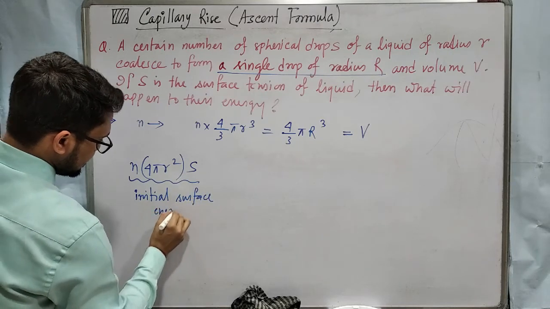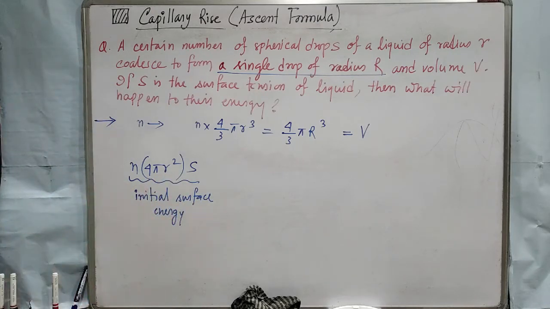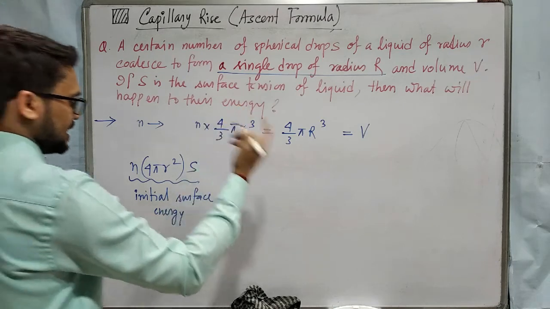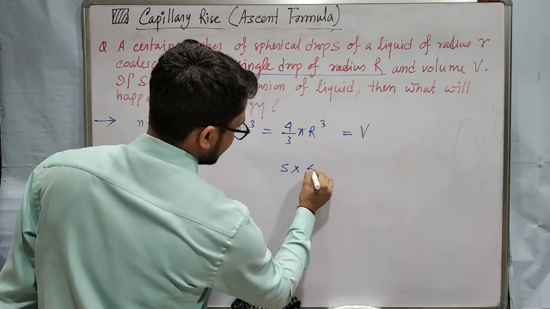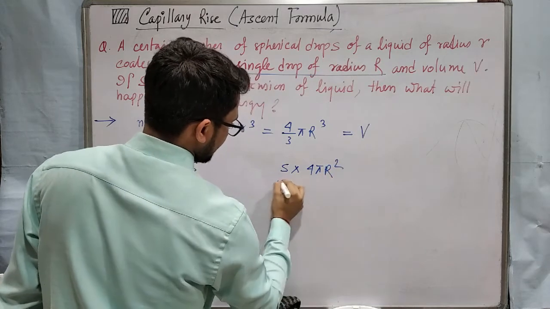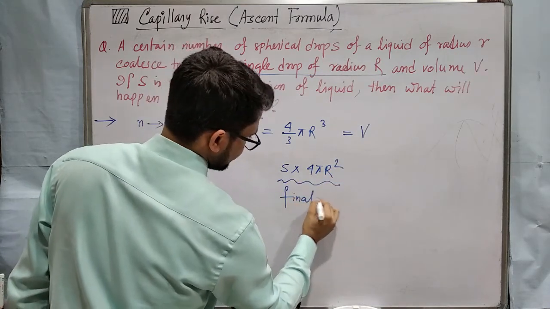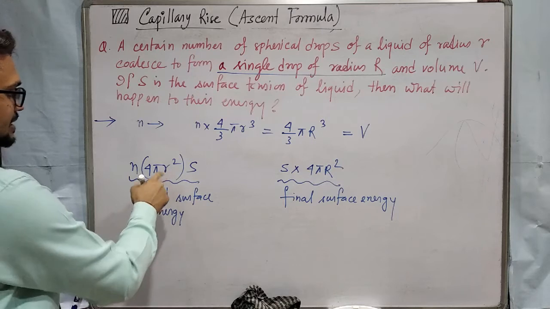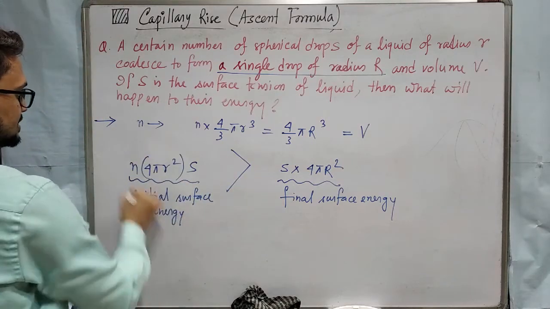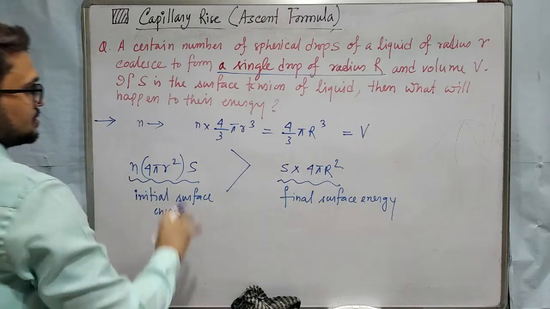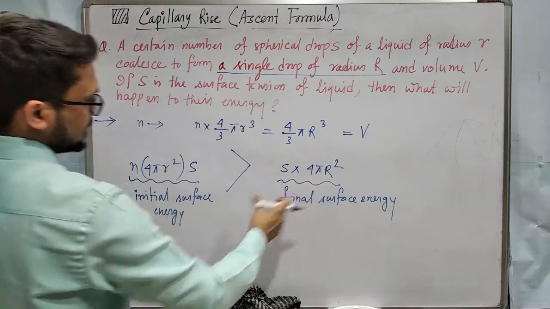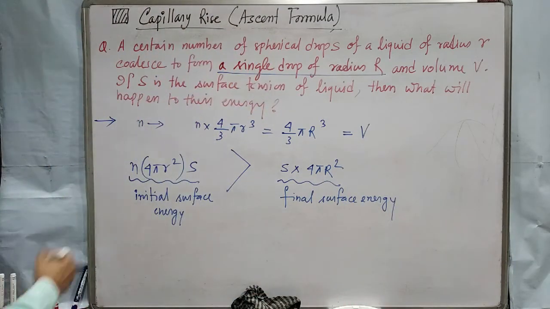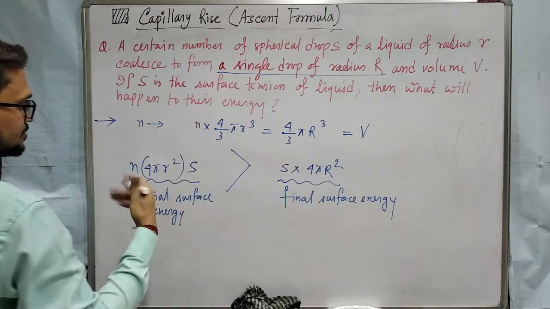Basically surface energy means surface tension into change in area. So we can write it this way also. The final surface energy is S into the final area, 4 pi R square. This is the final surface energy. The initial one is greater because the surface area is greater. The liquid is converting into this one. That means what will happen to the extra energy? Extra energy will be released into the atmosphere. So what is the extra energy? This minus this. That amount of energy will be released.